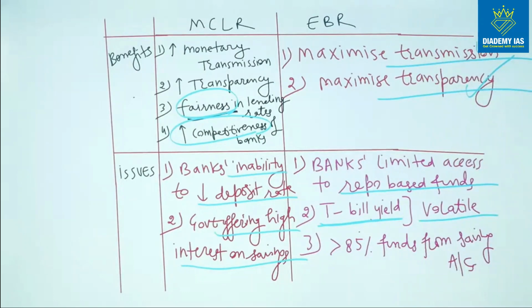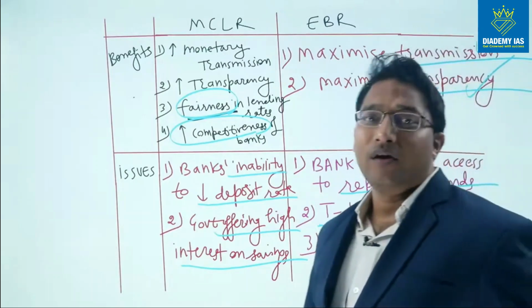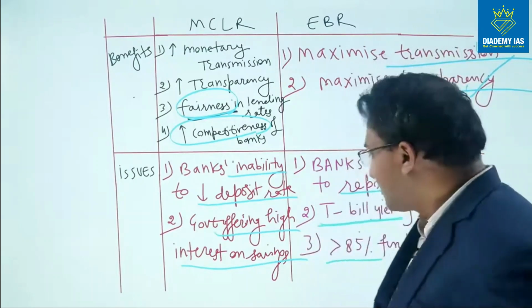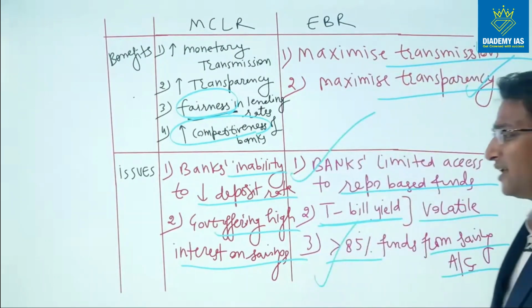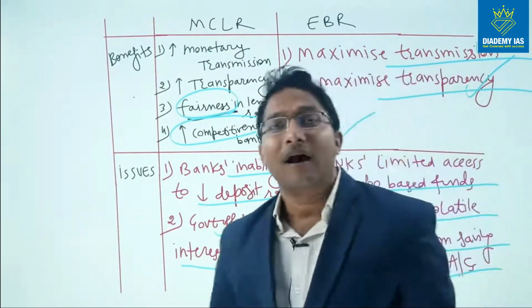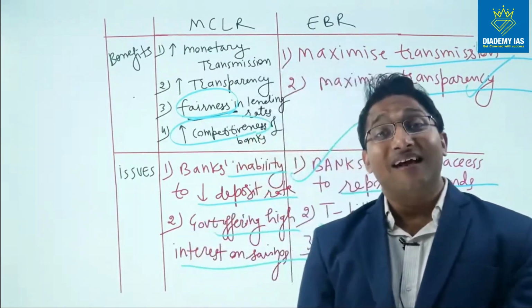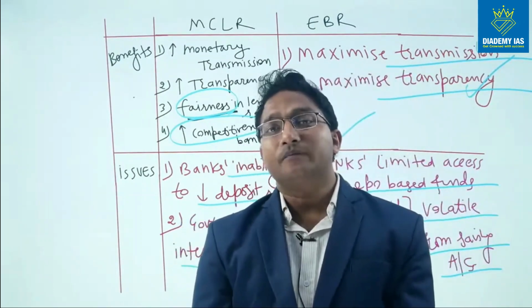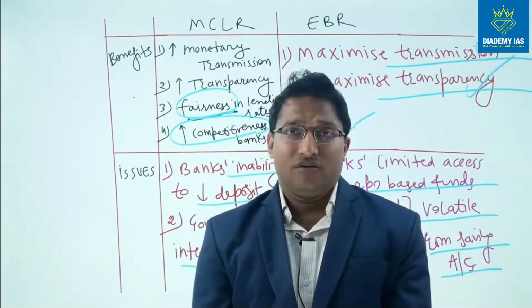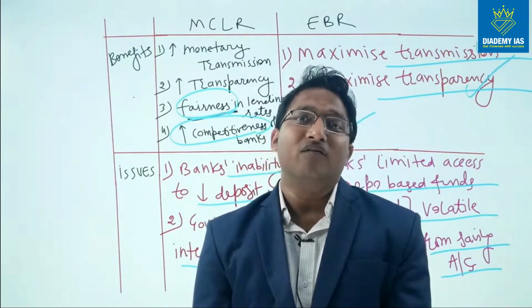And more than 85% funds come from the saving account, and this saving account is not directly linked to the repo rate. So the profit, as I discussed in the first point, will be adversely impacted as far as the banks are concerned. I hope you are able to understand the concept of base rate, MCLR and the external benchmark rate. These three concepts people normally confuse, right? I hope that you can solve any questions which will be coming from this area.